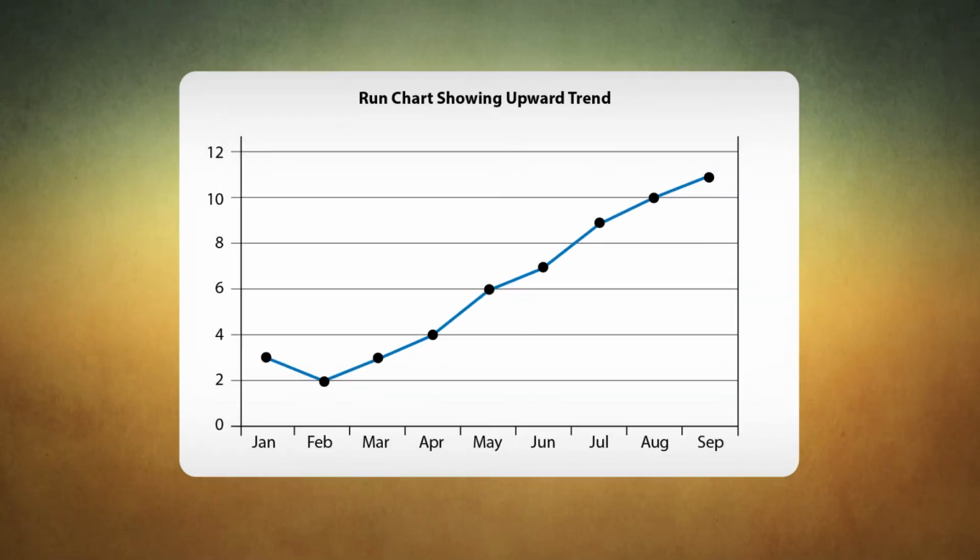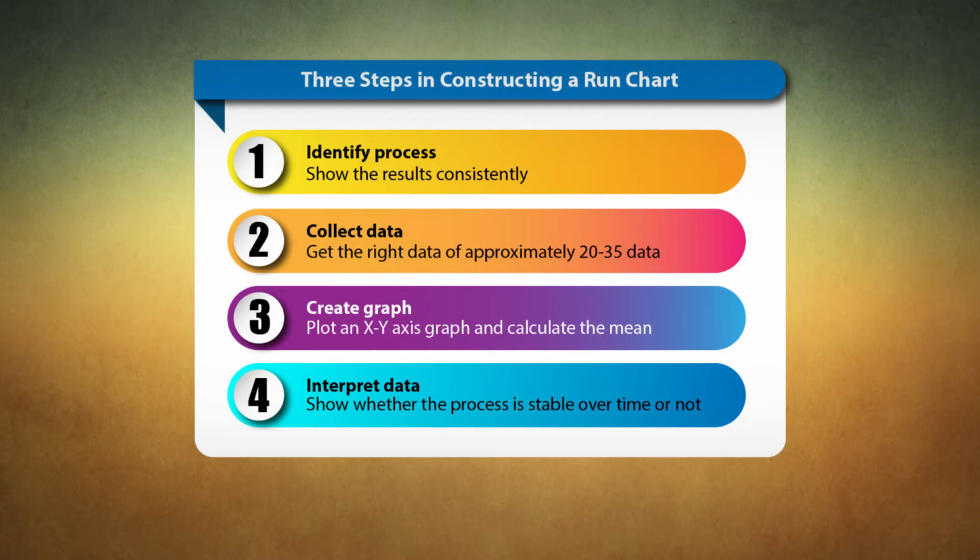The run chart is constructed with a center line and the expected data is located within the line, which shows the repeatable processes are stable around the center line. There are 3 steps to construct a run chart as indicated in this slide. First, identify process. Show the results consistently. Collect data. Get the right data of approximately 20 to 35 data items. Create graph. Plot an XY axis graph and calculate the mean.